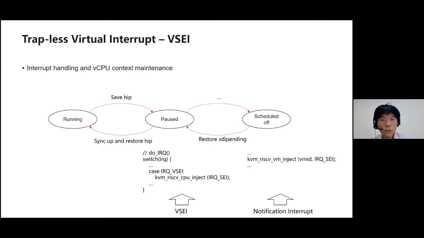So similar to the other virtual interrupts, KVM saves and restores the HIP CSR when the vCPU transitions between the running and paused state. When in paused state, the host handles the VSCI that it receives because the PLIC thinks that the target vCPU is still running on the hart. The PLIC reuses the same IFMAP register to decide if a target vCPU is executing on any hart. When the vCPU is scheduled on and off, the host needs to maintain the pending bit for that particular VM. When the vCPU is in scheduled off state, the host handles any notification interrupt for VSCIs that targets the scheduled off vCPU.